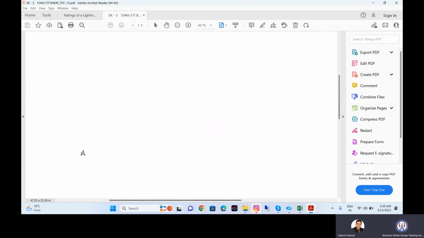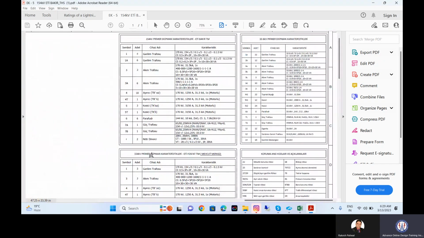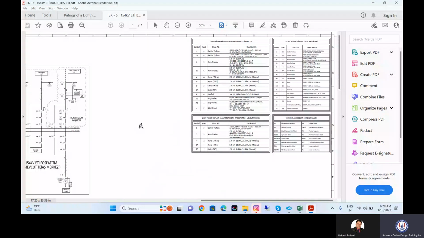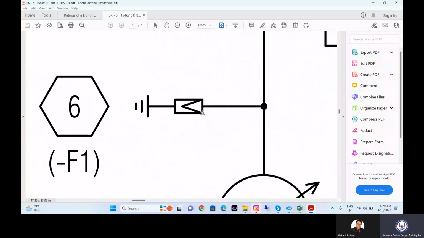This LA will only work when the surge comes. When the surge comes, a low impedance path will be provided, and it will break down, and then the higher frequency will go towards the ground. At normal frequency it behaves as an open circuit.